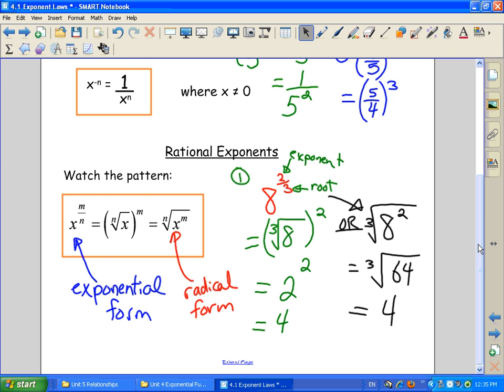All right, let's do some examples, folks, incorporating these laws.